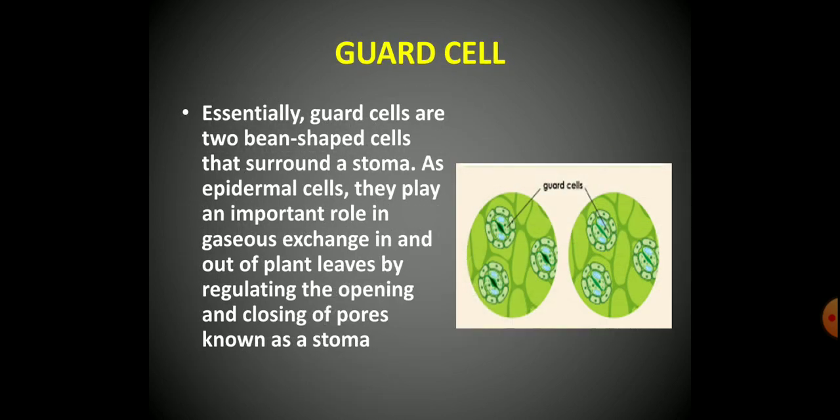Guard cell. Essentially, guard cells are two bean-shaped cells that surround the stoma. As epidermal cells, they play an important role in gaseous exchange in and out of plant leaves by regulating the opening and closing of pores known as stoma. So basically, guard cells surround the stomata and help in opening and closing of stomata. These guard cells are two bean-like structures.